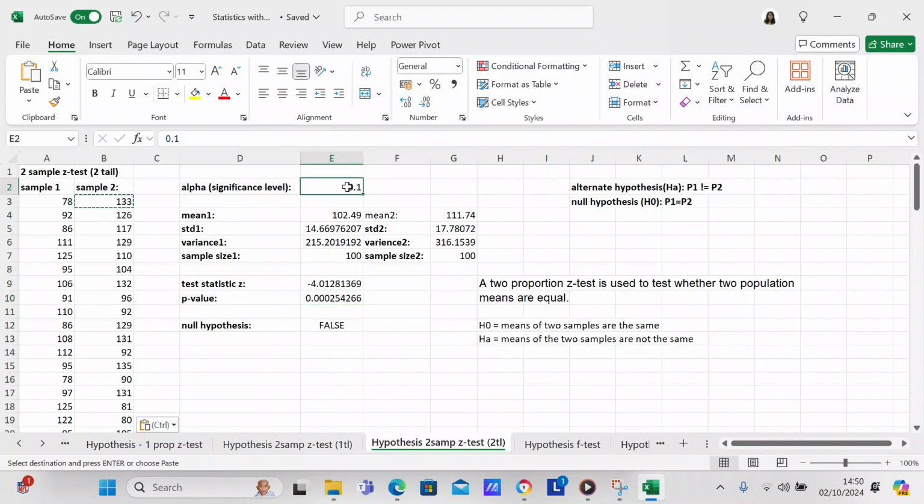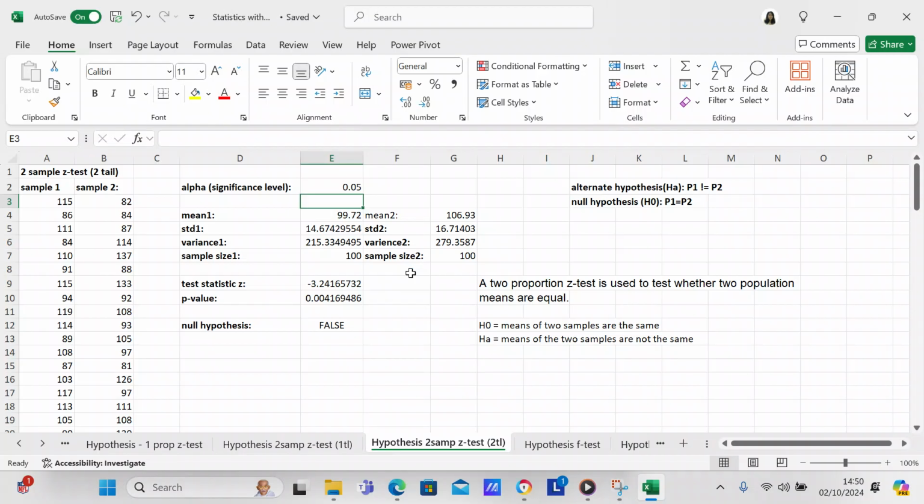So we can change it to 0.05, and it's still false even when you change it to 0.05. So that was a good example to show you what it's like when you have means that are obviously different and how the hypothesis test works out. So that was a good idea to do that.